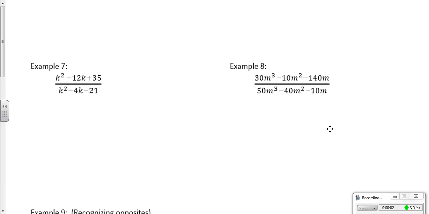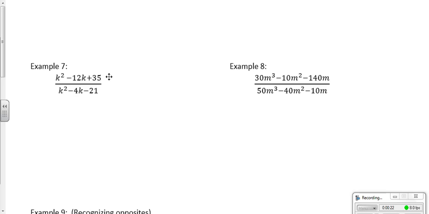Lesson 9.2 Part B. I'm just going to finish up the lesson. It won't take too long. What we're doing is factoring first, because we have two trinomials here in this rational expression. Again, rational means fraction, and expression means no equal sign.